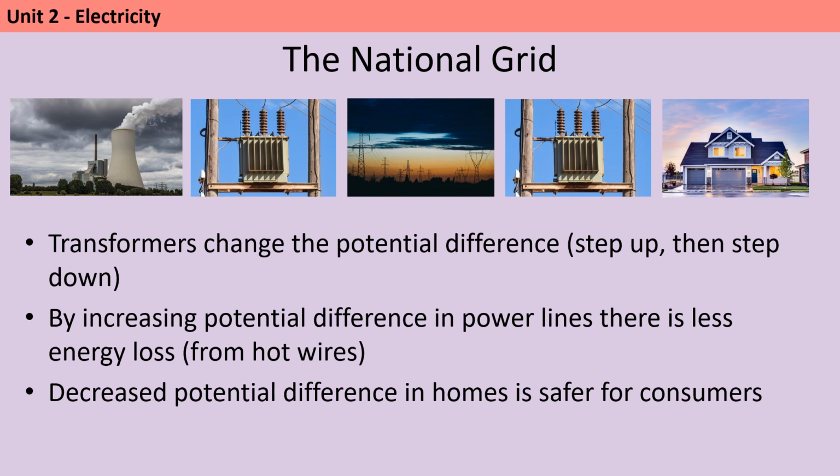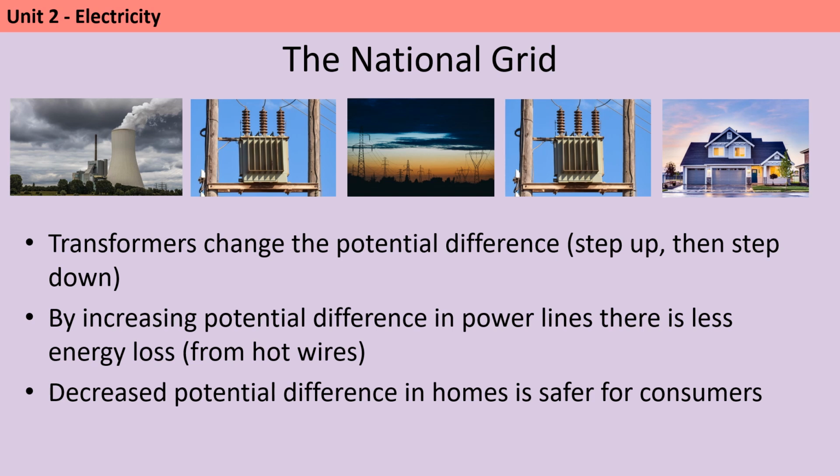If the electrons move really, really fast, in other words, if the current was high, then the wires would get really hot and we would waste a huge amount of energy. So it's a much better idea for each electron to carry a lot of energy. And that's basically what we mean by a high potential difference.